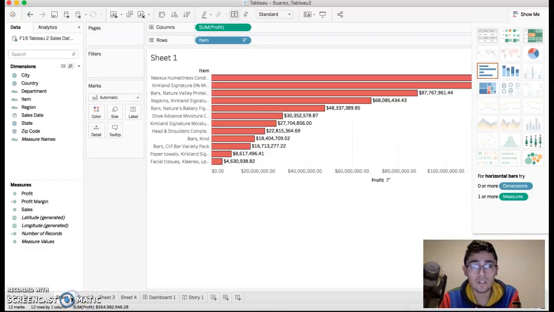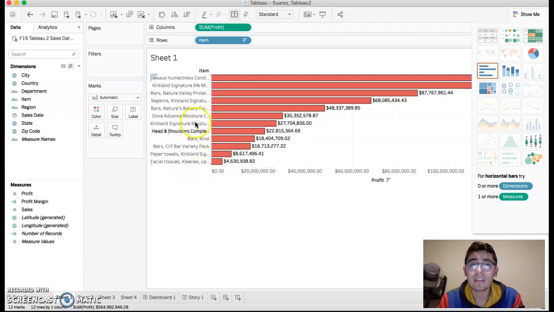I'm going to start on sheet 1. Looking at sheet 1, I simply compiled all the items that we sell and their profitability. Looking at this, you can tell really easily which items are bringing in the most profit and which ones are bringing in the least. From a business owner's standpoint, this kind of information would be useful if certain budget cuts need to be made. You can see here facial tissues for Kleenex, that sort of thing. They're clearly the least profitable item we have.